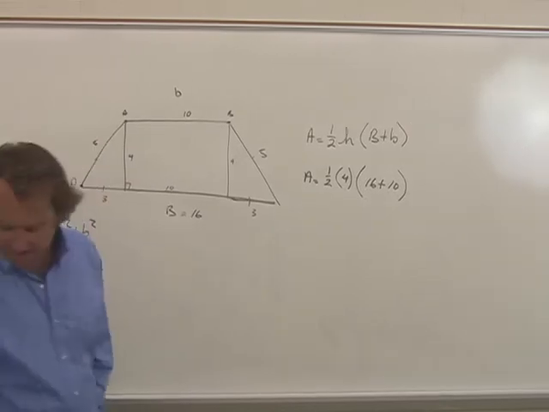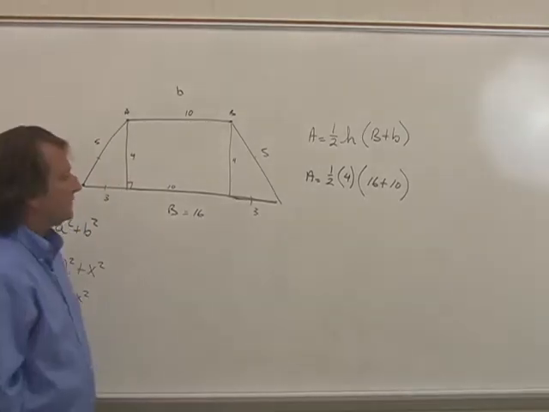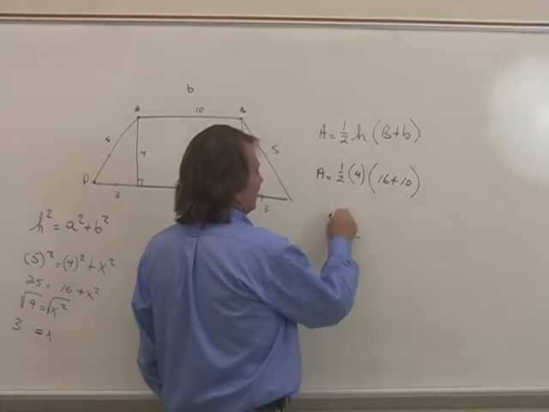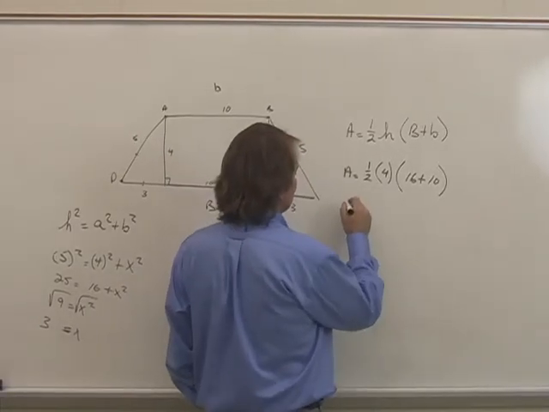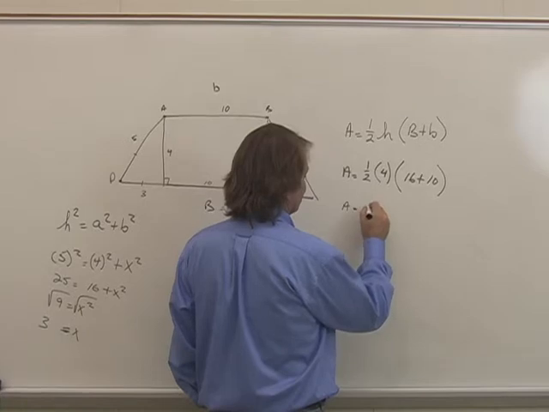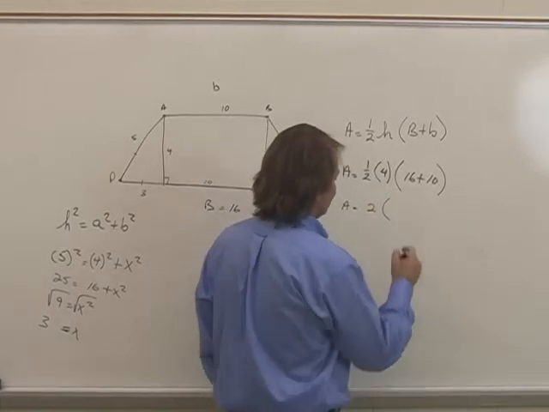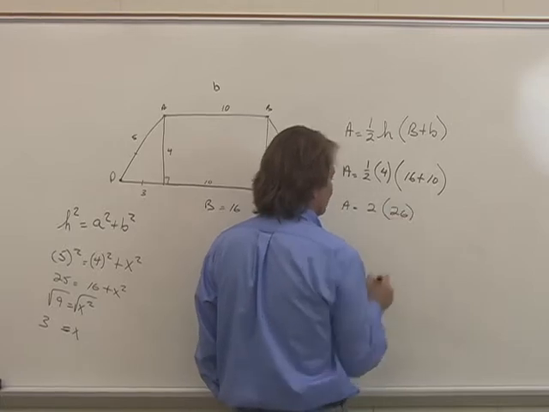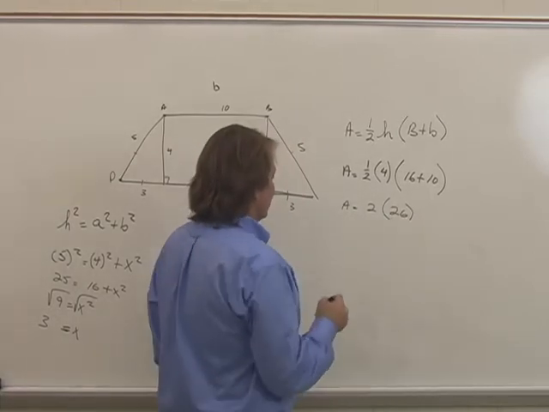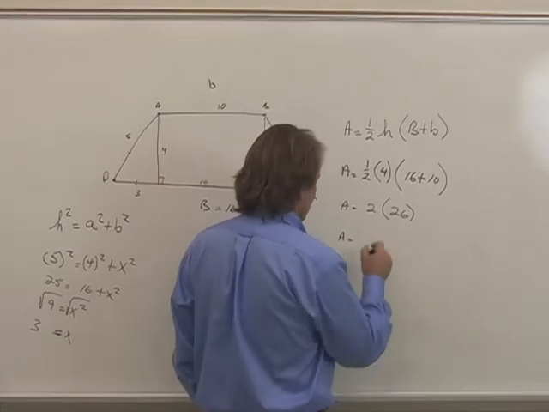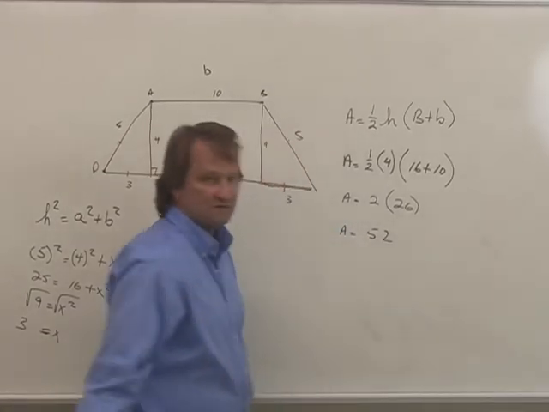And now we're ready to actually calculate the area of the trapezoid. So we can go ahead and carry out the 1/2 of 4. We realize that 1/2 of 4 is 2, and that 16 plus 10 is 26. So that the total area of this trapezoid would be 2 times 26, or 52 square units.